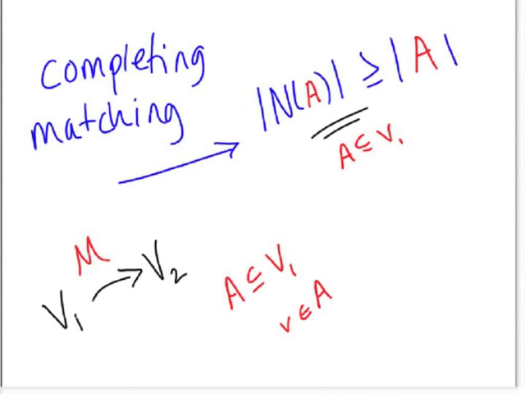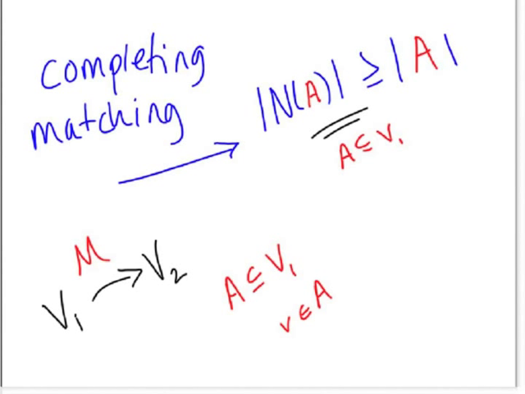this implies that the vertex set 2 must have at least as many vertices as V1, because otherwise there would be some vertex in V1 that had no neighbor, and we're assuming there's a complete matching, so it's just not possible.